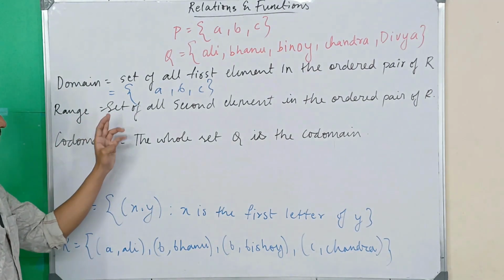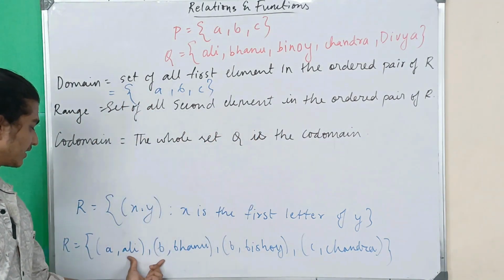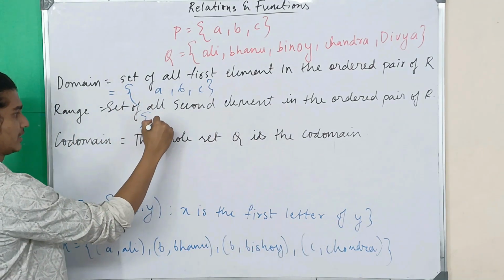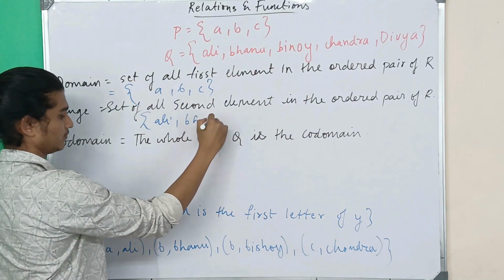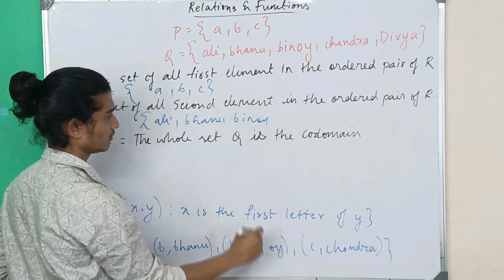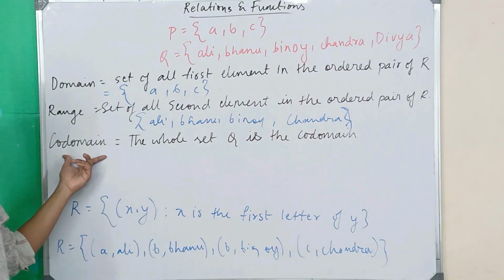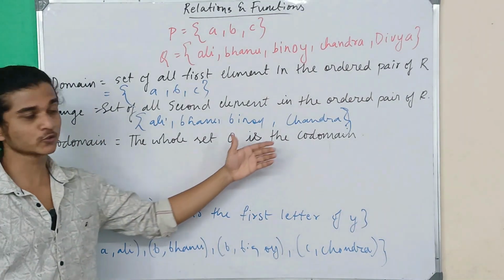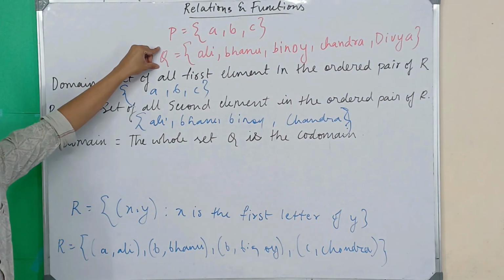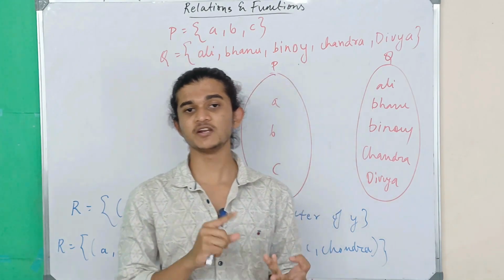And the next thing is range. Range is the set of all second elements in the ordered pairs of R. You just have to list the second elements in the ordered pairs. So you have Ali, Banu, Binoy, and Chandra. And the codomain is the whole set Q. So the next set Q, the whole set, is basically the codomain. So that was the basic definition of relations, domain, range, and codomain.